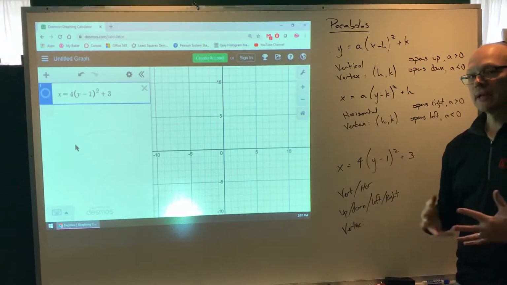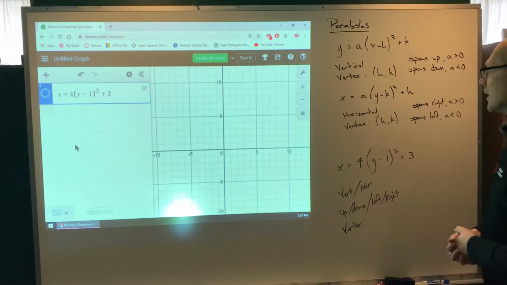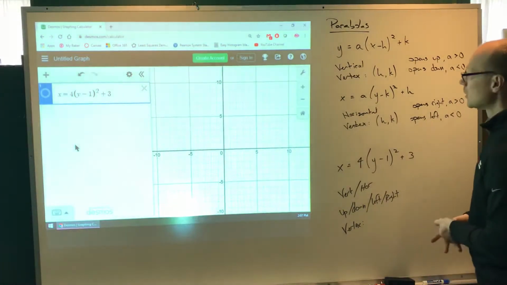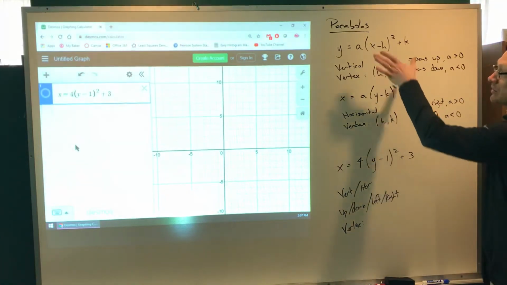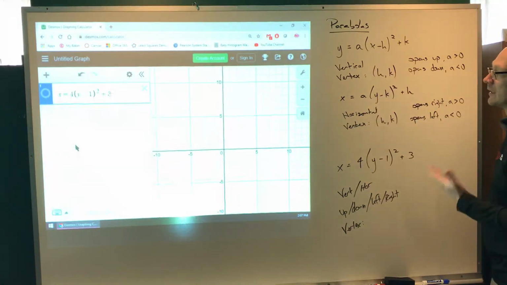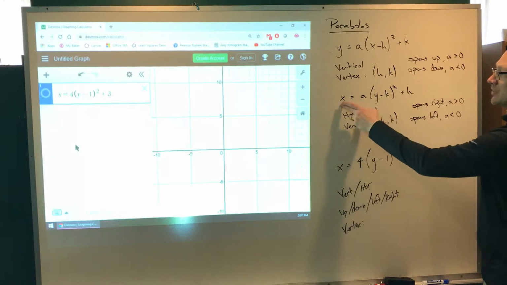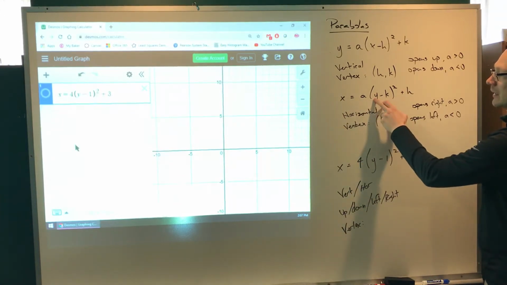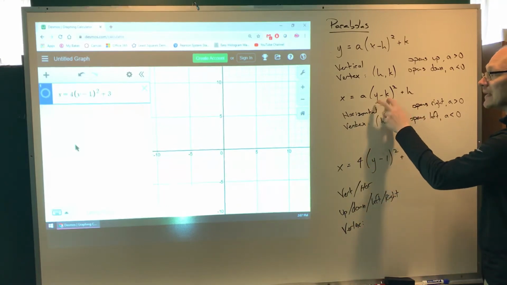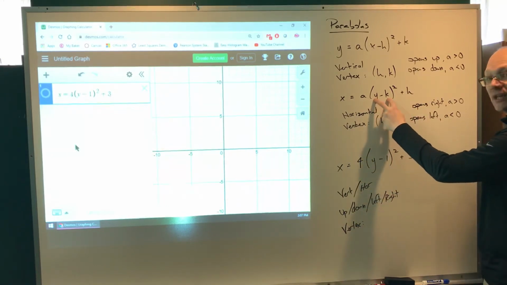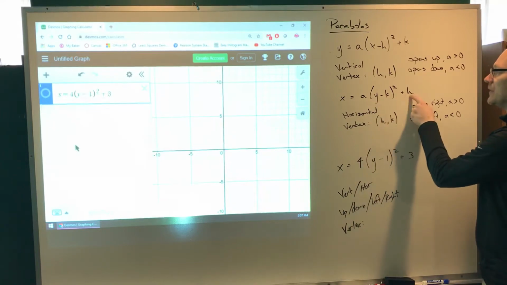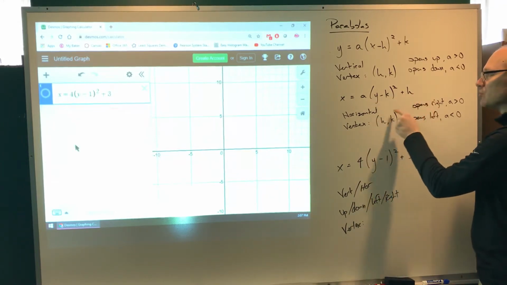We know it opens up if a is positive and down if a is negative. But what about this idea of a horizontal parabola? Can one exist? Sure. And the equation is pretty much an inverse of this. It's x all by itself, y is stuck in the squared thing, but there's still an a. Please note that the k is still with the h, just like all the other conic sections. And the h could be subtracted over.